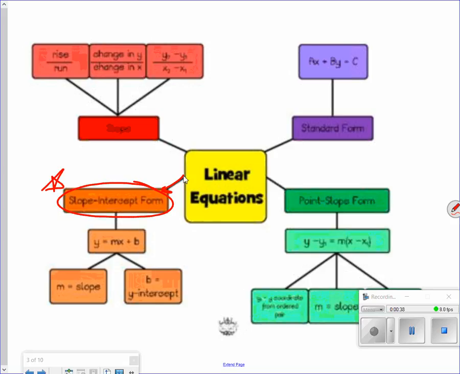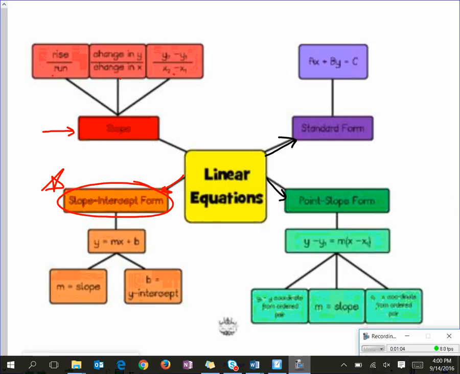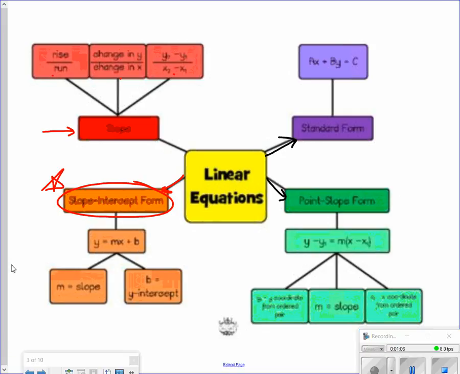Our slope formula, which we see as our rise over run, our change in y over change in x, and there's our formula. Over on the other side here, I've got something called the standard form. Seen a little less frequently, but still a good one to know. That's in the form ax plus by equals c. And then point slope form down here, which helps us to figure out the equation of a line when given a point and the slope, as we will see. All right, without further ado, let's get started.